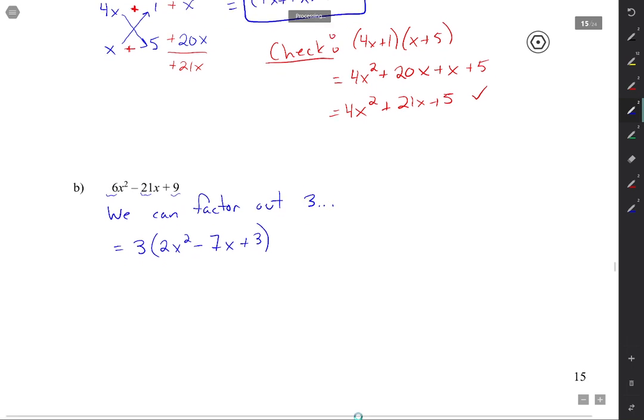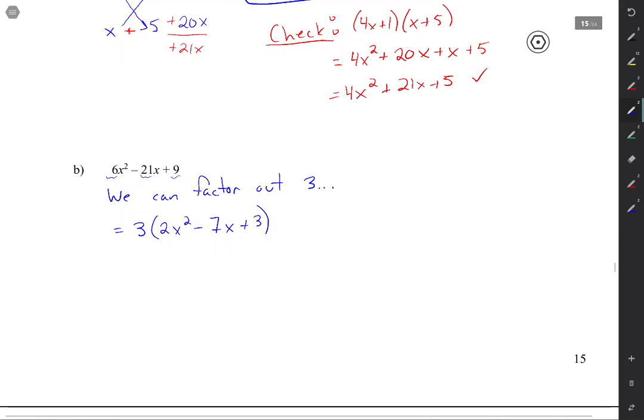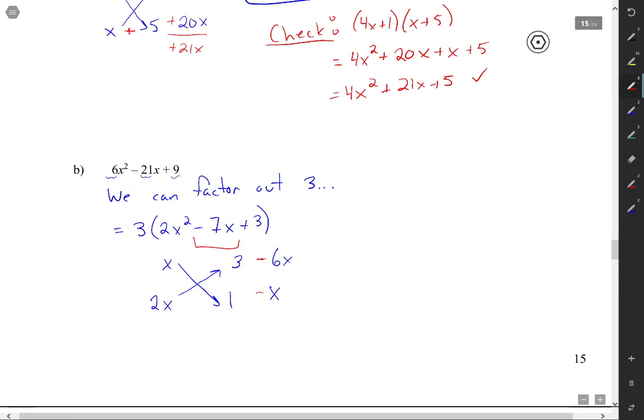So let's do our crisscross. So 2x squared, the only way to split that up would be x times 2x. And then the 3, the only way to split that up is 3 times 1. So then we're going to crisscross. So we have 2x times 3, that gives us 6x, and x times 1, that gives us 1x, or just x. So we need to get -7 from this, so I'm going to subtract both of these, because that would be -6 minus another 1 gives us -7x.